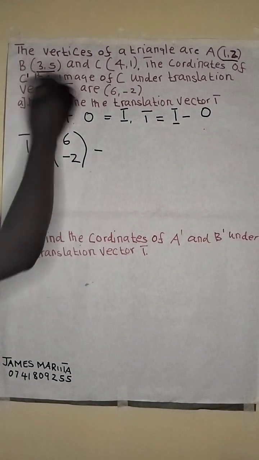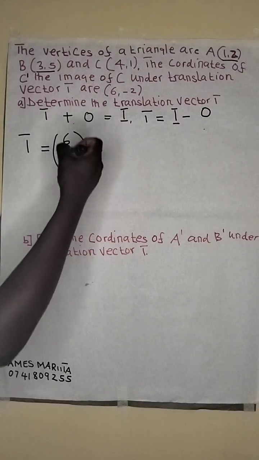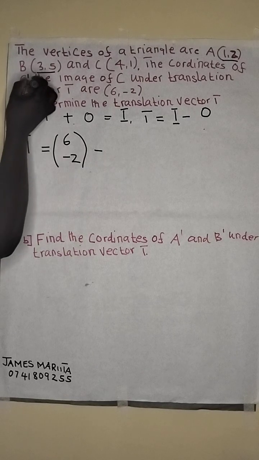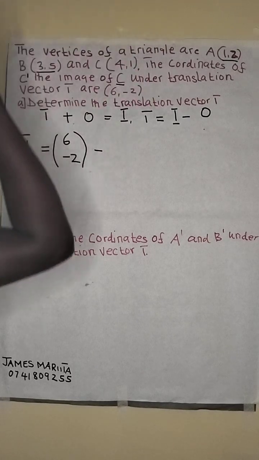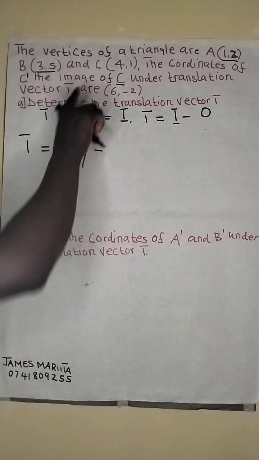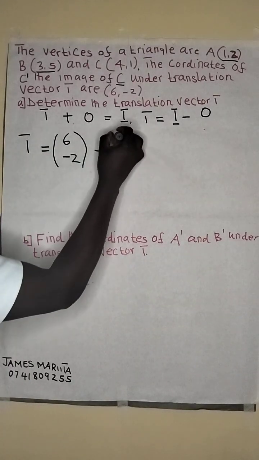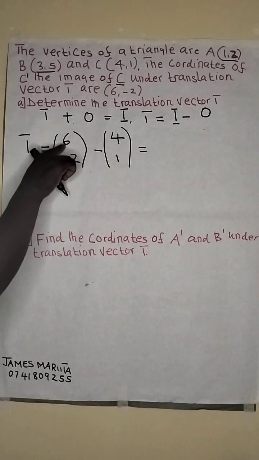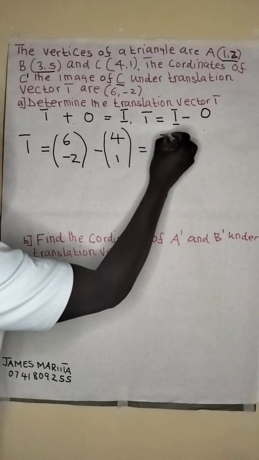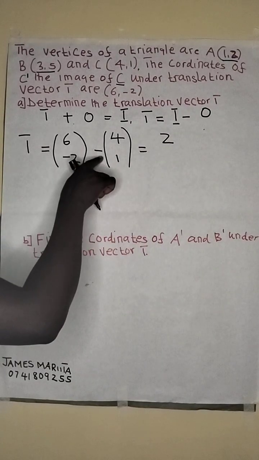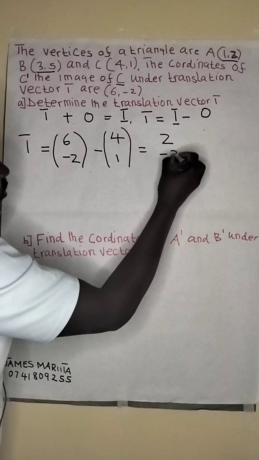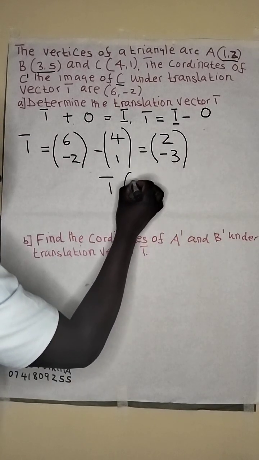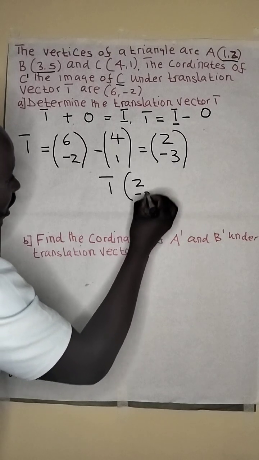The object coordinates are those of C, because here we are talking about C', the image of C. The coordinates of C are (4, 1), so we subtract (4, 1). Six minus 4 gives 2, and -2 minus 1 gives -3. Therefore, our translation vector T equals (2, -3), correct.